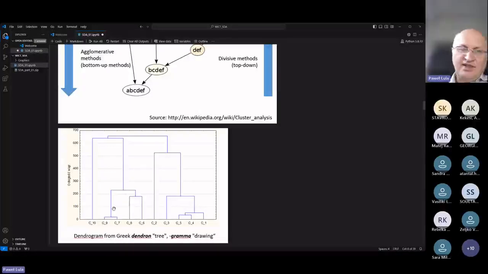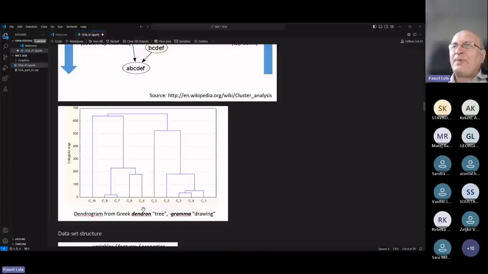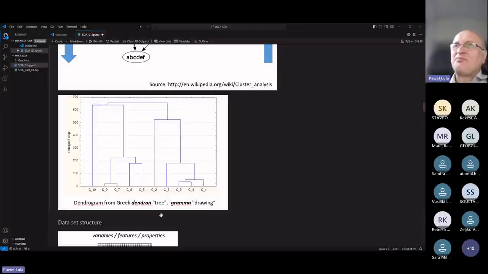We have a lot of people from Greece here, so you can check if dendron in the Greek language means tree or not, because I'm sorry, but I don't know the Greek language. So it is a form in which the results of cluster analysis are presented. It is a dendrogram.